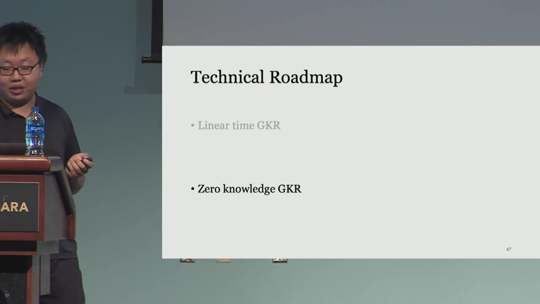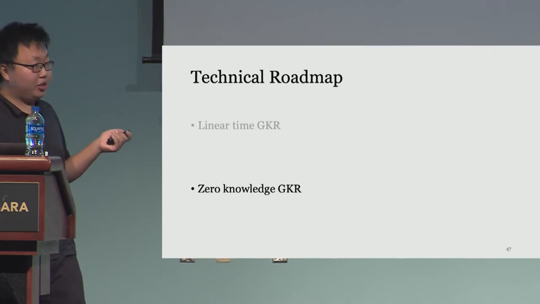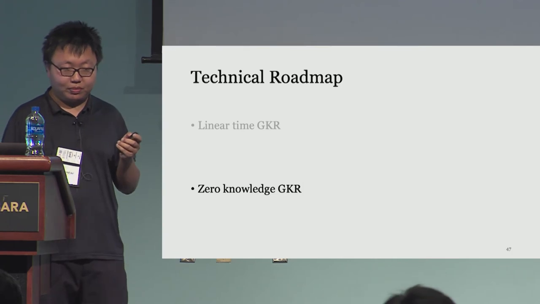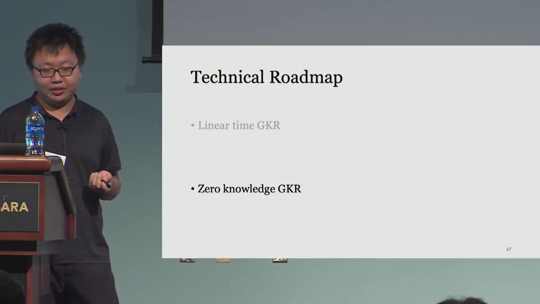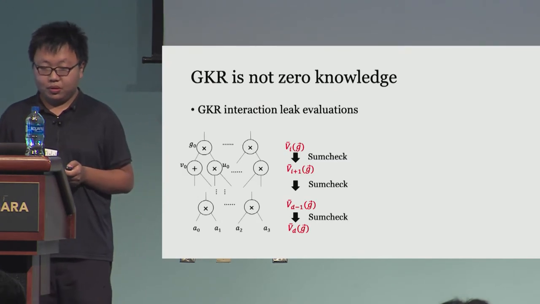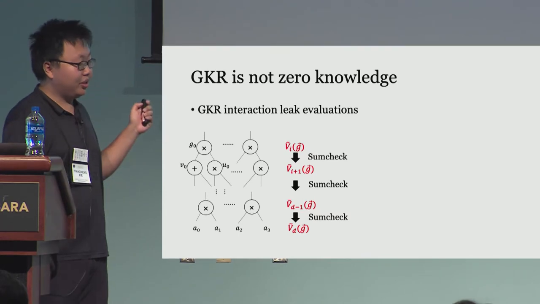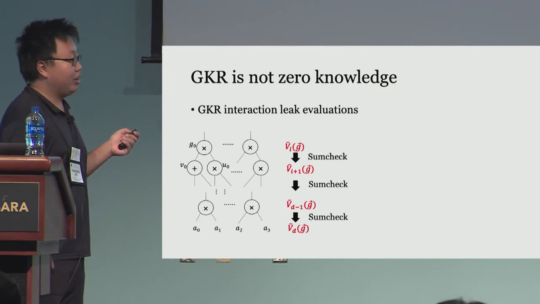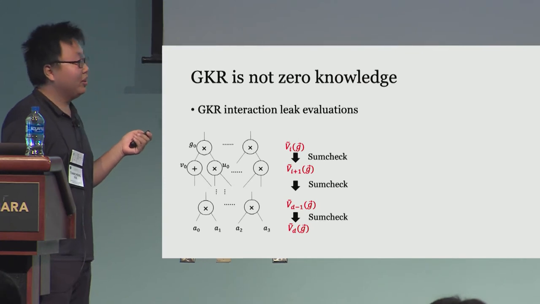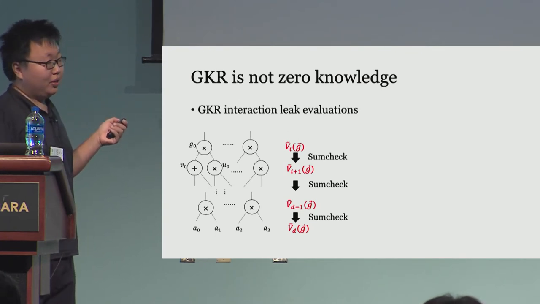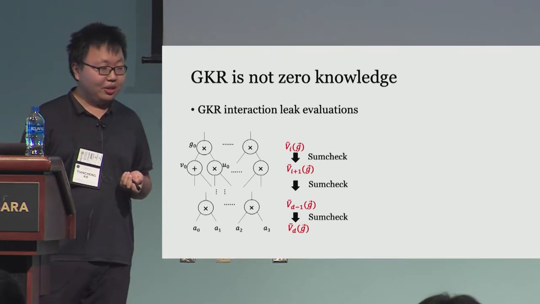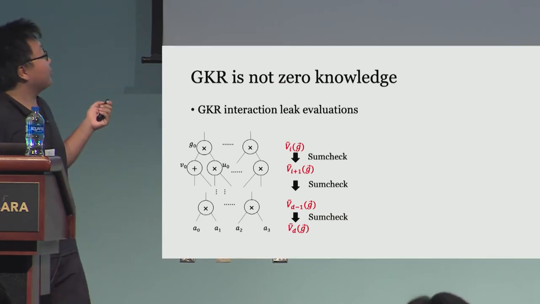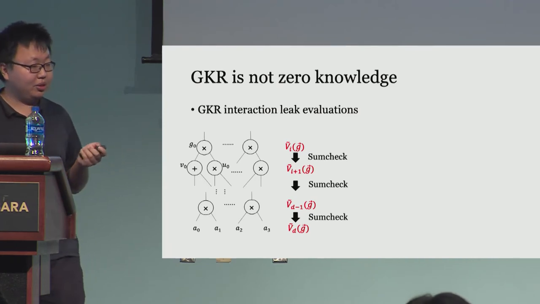Next, we are going to introduce the second technique, the zero knowledge GKR protocol. In this section, we introduce a zero knowledge conversion for the GKR protocol without any computational overhead. Let me tell you why GKR is not secure. In every interaction, it leaks a polynomial evaluation about the sum for the current layer circuit. The polynomial is evaluated at a random point, and this evaluation becomes a linear combination of the values of the gates, so it leaks some information about the gate values.